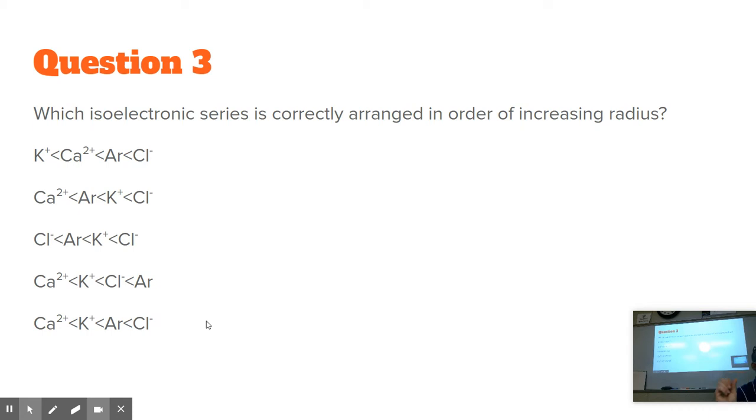The key to remember when doing a question like this is that when you have an isoelectronic series, size is going to be based off of the atomic number. The larger the atomic number, the smaller the radius. Therefore, the smaller the atomic number, the larger the radius.